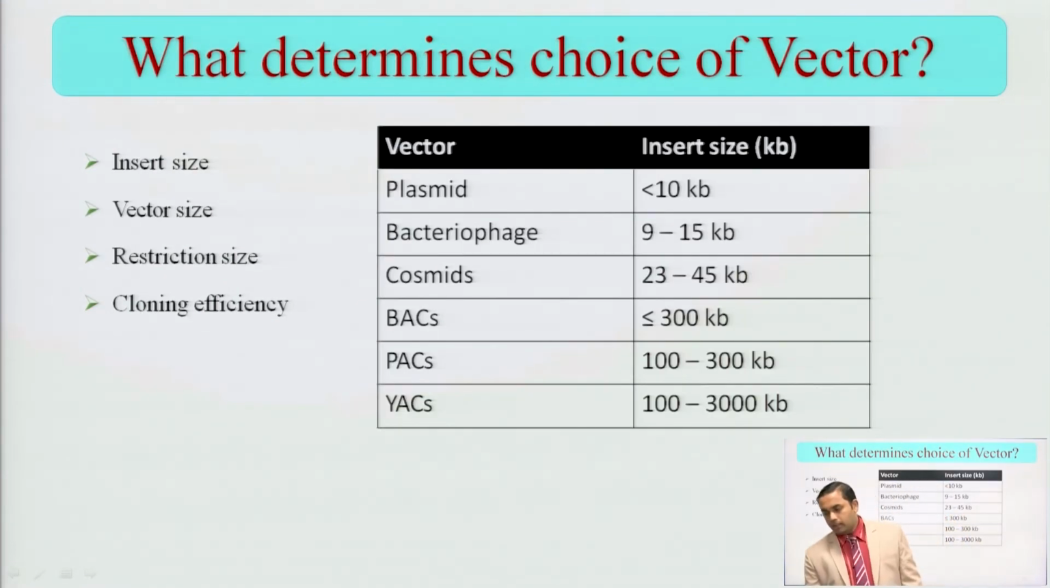Now, what determines the choice of vector? During your work, how will you determine which vector will be chosen?